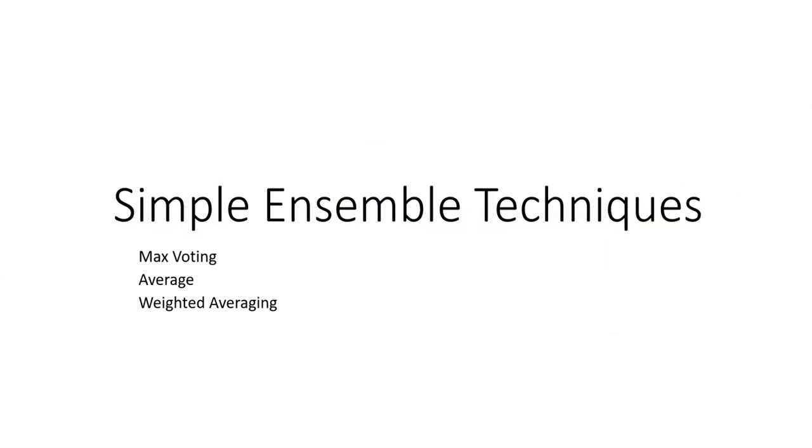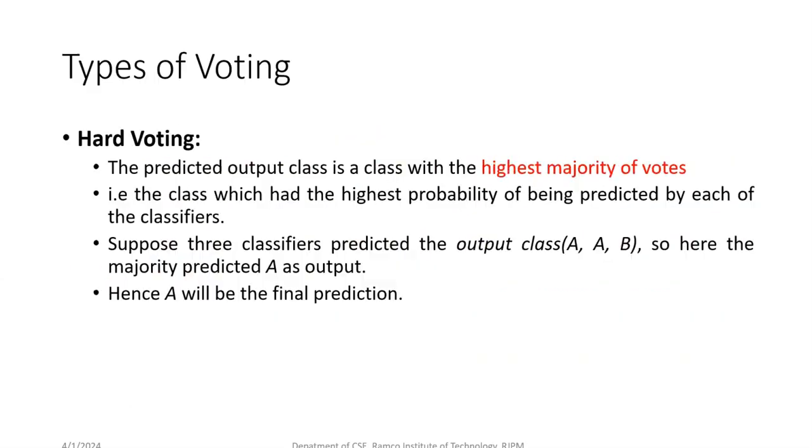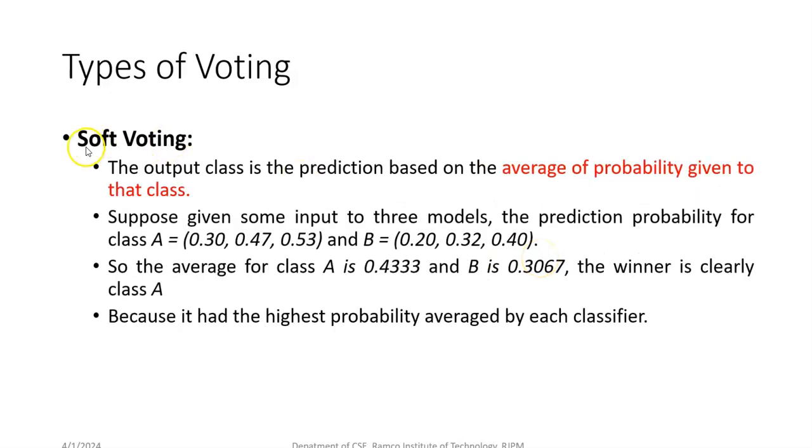So now let's see how voting and averaging work. There are two types of voting: hard voting and soft voting. For example, if we have three classifiers, that is, three models providing three results A, A, B, we can conclude that the final result is A because the majority wins. In case of soft voting, we'll go for the average of the probability given to the class.